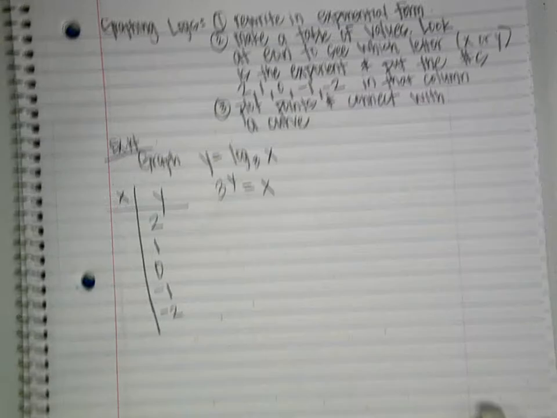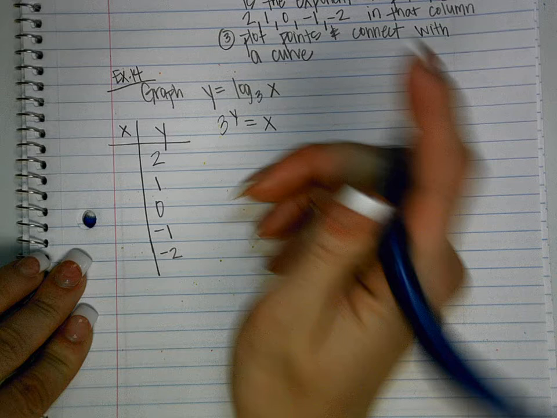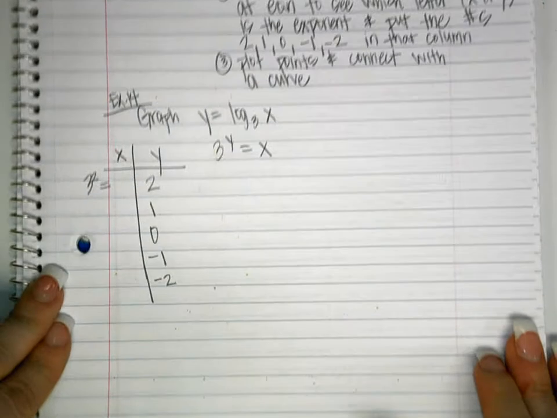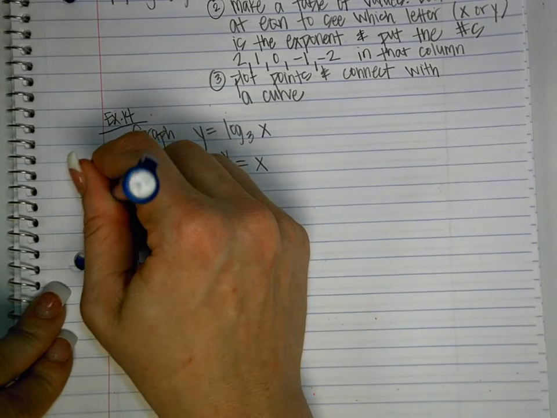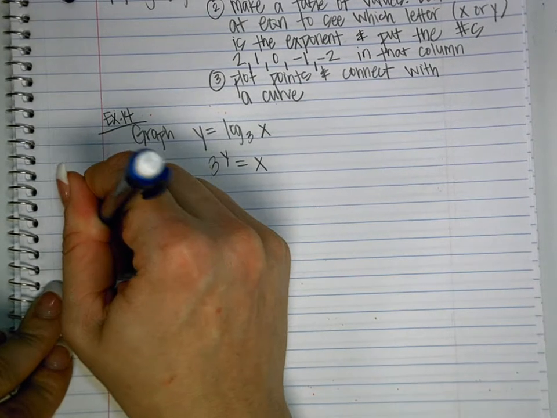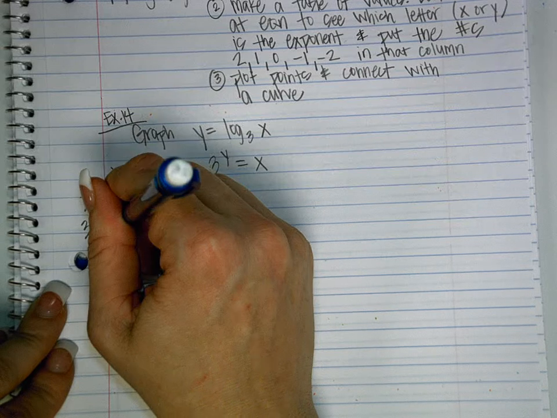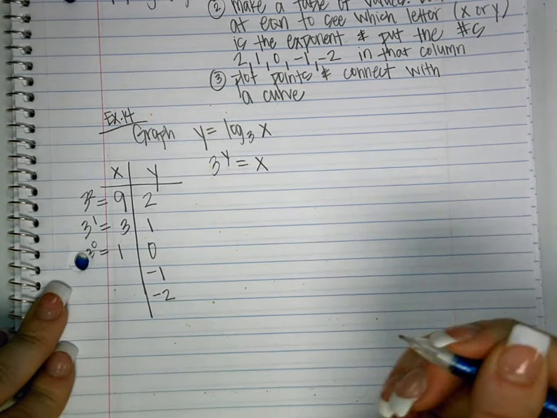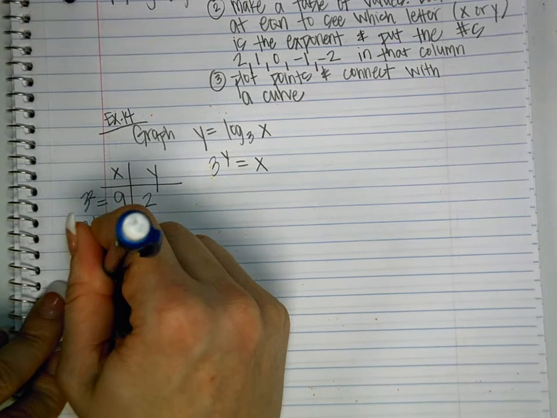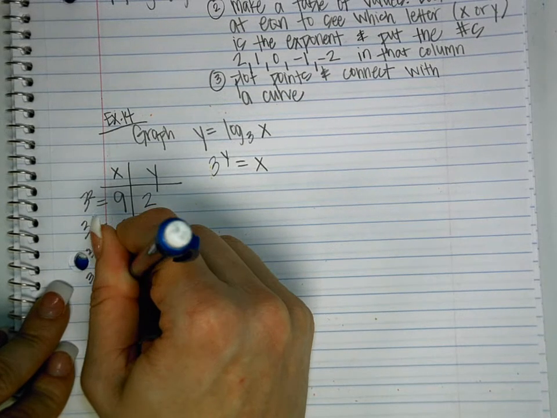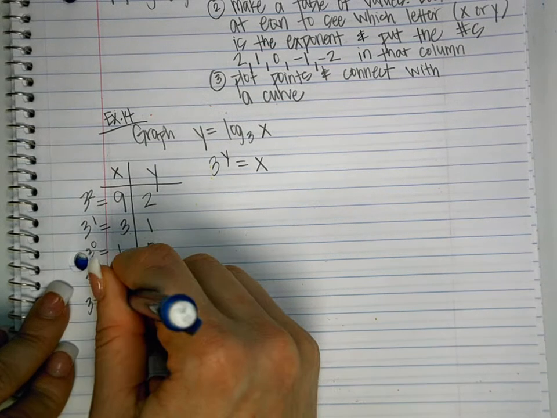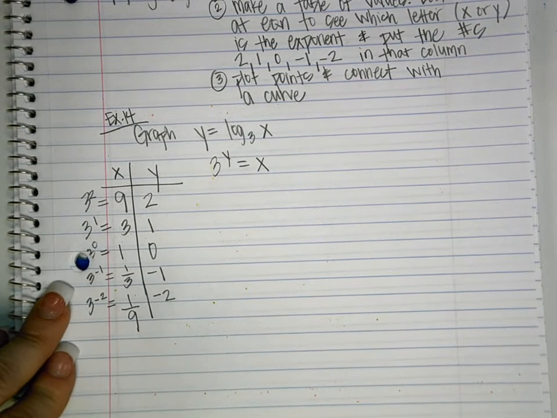So we're trying to find the x. So 3 squared gives you an x value of what? 9. 3 to the first gives you an x value of 3. 3 to the 0 gives you an x value of 1. 3 to the -1, x value of 1 over 3. And 3 to the -2 gives you an x value of 1 over 9. Write this down.